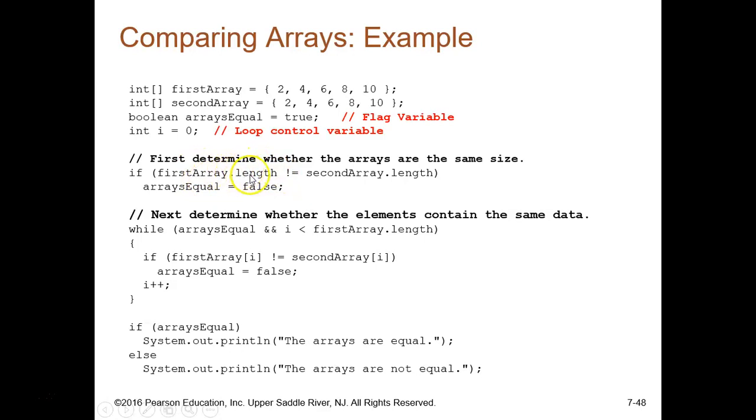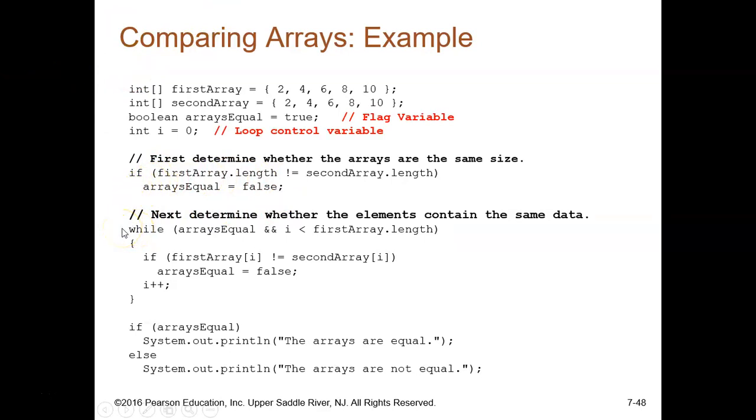If the first array dot length, so that means the length of the first array, is not equal to the second array dot length, if this returns a true, then the arrays equal, which is your Boolean expression, will be false. And down at the bottom, it would say that the arrays are not equal. But if this returns a false, meaning that the arrays are the same length, then this right here gets skipped and we move on down to the next line of code.